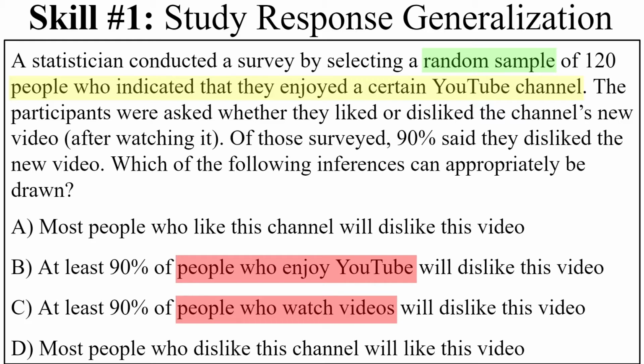Okay, C is also wrong. It says people who watch videos. That is not who we asked. We asked people who indicated that they enjoyed a certain YouTube channel. All right, and D, I think, has a similar issue. It says people who dislike this channel. No, we actually asked the opposite. We asked people who like this certain YouTube channel. So that's wrong too. It doesn't matter if the rest of those sentences are correct. They are not talking about the correct population, so they're wrong.